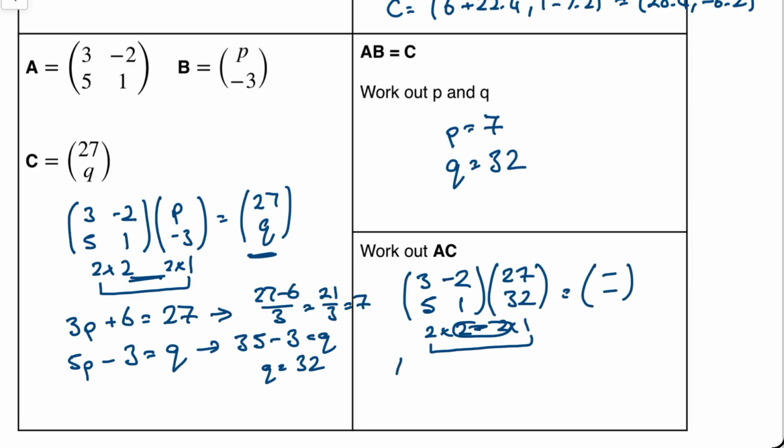So the new matrix is going to be, well, it's 3 times 27, which is 81, minus 2 times 32, which is going to be 64. Then 5 times 27, which I'm going to get my calculator to make sure I don't get that wrong. So 5 times 27 is 135, and then plus 1 lot of 32. And I bring all this together, and that means my matrix AC is going to be 81 minus 64, which is 17, and 135 plus 32, which is going to be 167.